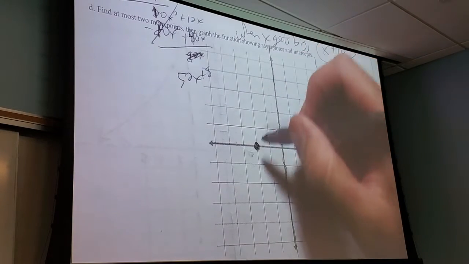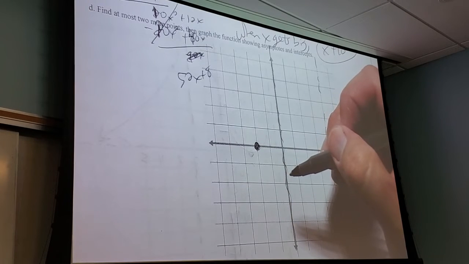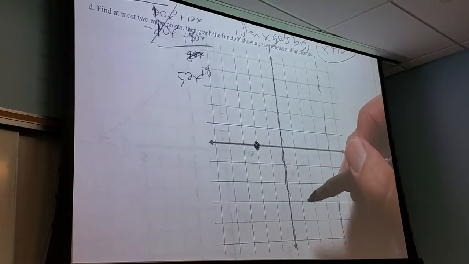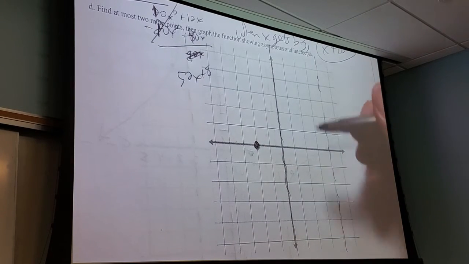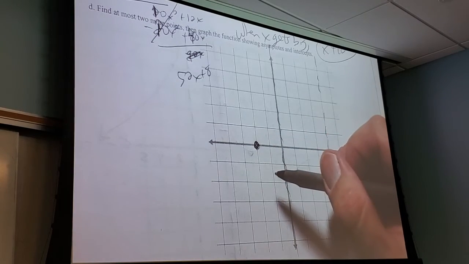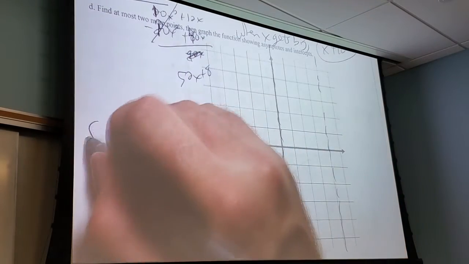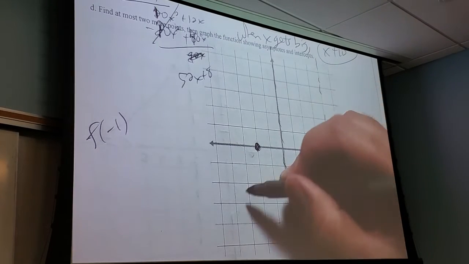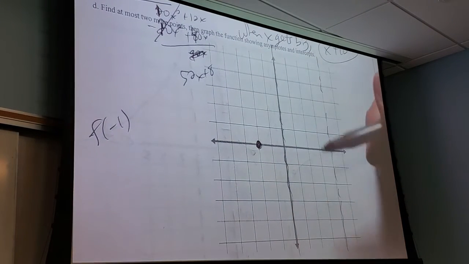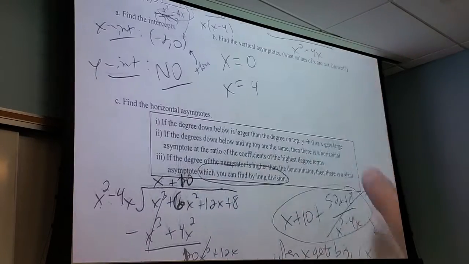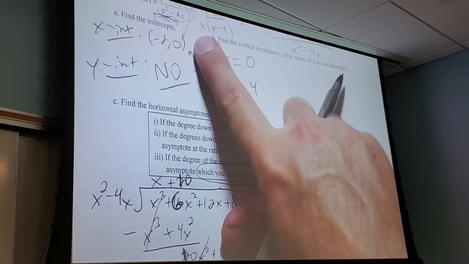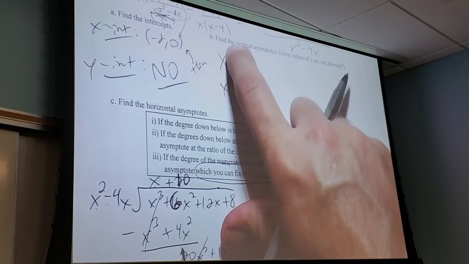So what should I figure out here? What input should I use? What's a good thing to put in to see kind of where this is? -1. So let's see. If I put -1, I can see if it's going like this, or I can see if it's going like that, right? So if I put a -1 in, what do I get? I get 1 over -1 times -5. I get 1/5, it looks like.